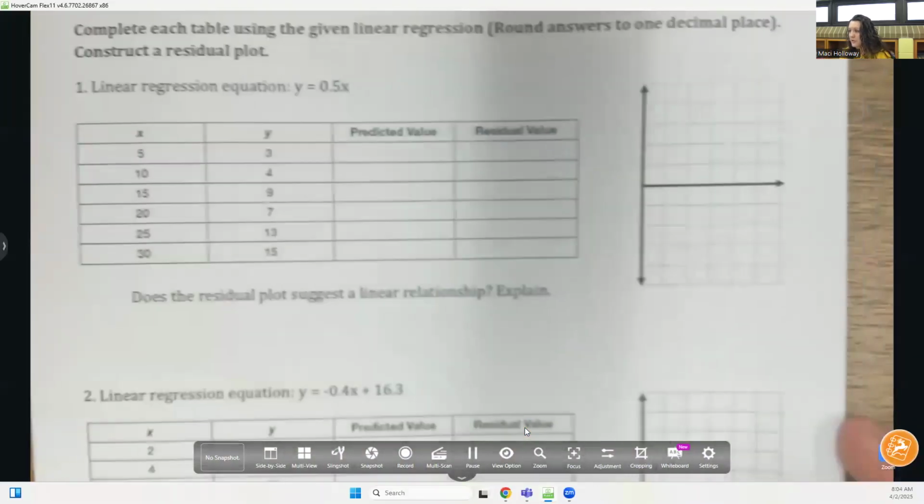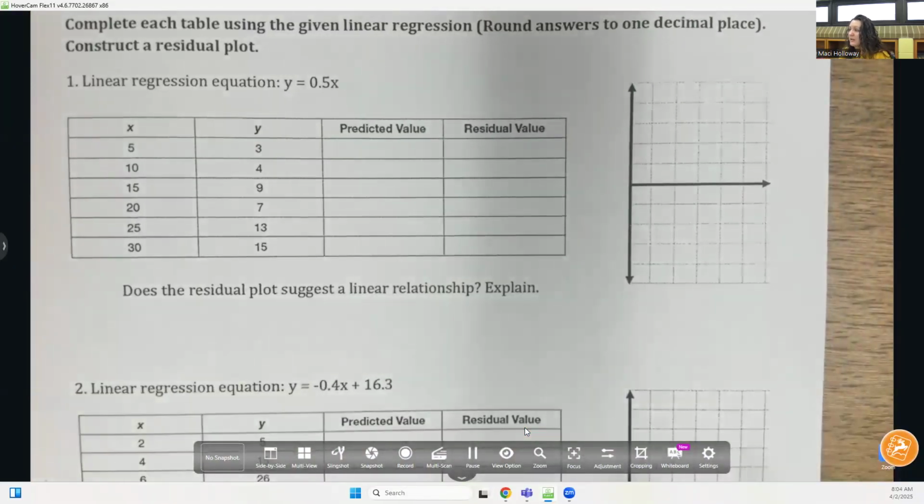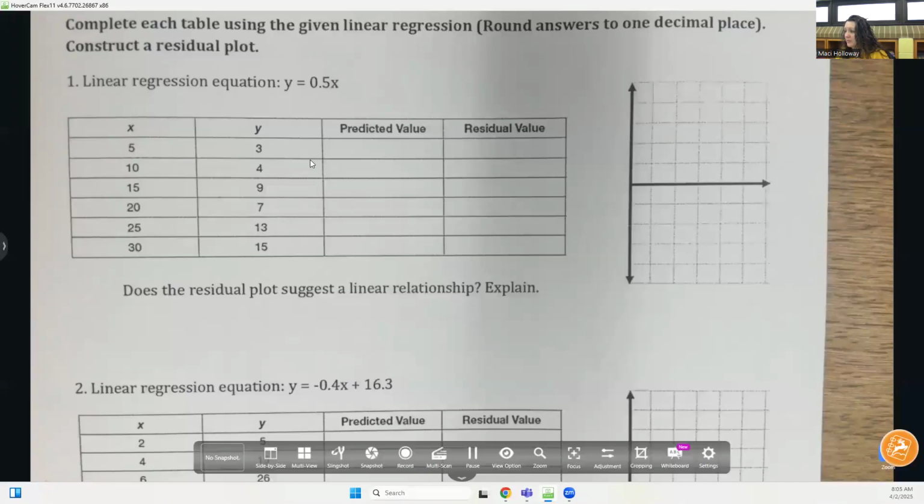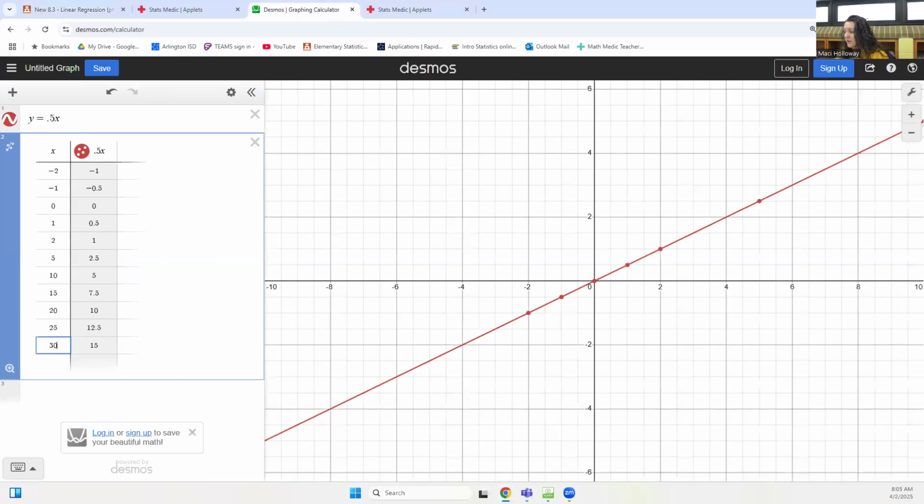All right, let's turn it to the back and see. Here's some U-try questions. We're going to complete each table using the given linear regression, and we're going to round each answer to one decimal place. So I have plugged this into our Desmos graphing calculator here. It says y equals 0.5x. You can also do this in your calculator. And we're going to plug in our predicted value. So here's the actual value, and the predicted value is what's going to be on this table here.